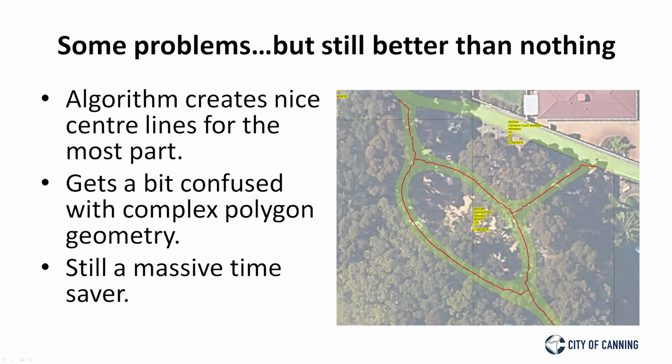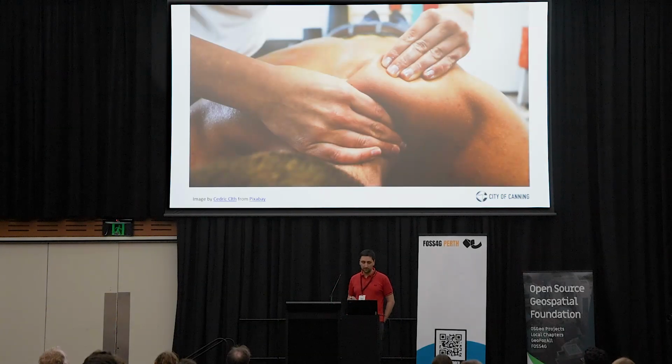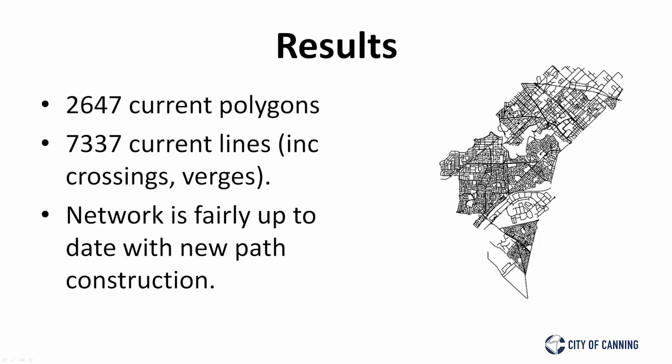So all up, the whole recreating the data, this is about a 3-year process. And bear in mind, I had other work as well. This was used a lot. And I needed to go here a few times. But we got to the end result, which was 2,647 current polygons in our data, 7,337 current lines, including all your crossings and verge lines and so on. And we finally have a fairly up-to-date network, which is great.